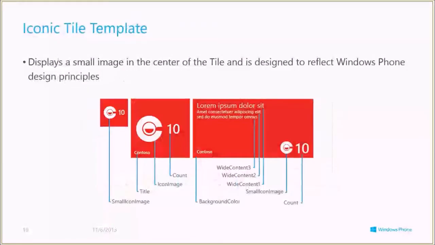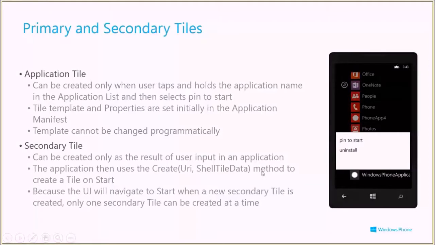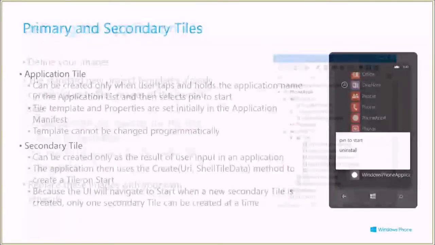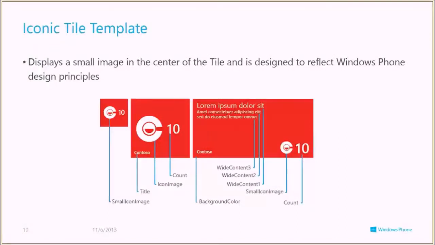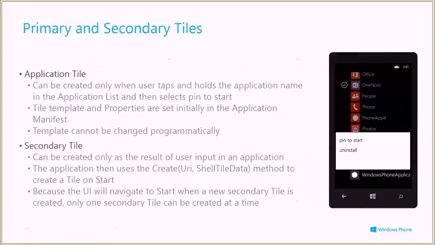And for the iconic tile template, again, it displays a small image in the center of the tile, which reflects the Windows Phone design principles. This small icon image is the same one used in the white version. You can change the title icon image, which is the larger one used in the medium-sized tile. And then the count, of course, you can update that. A background color, you can update that one as well. You've got three white content, which is three lines that you can update. So these are the properties you can update. It's very straightforward. Depending on the tile size or the tile template, you can update them for your application.